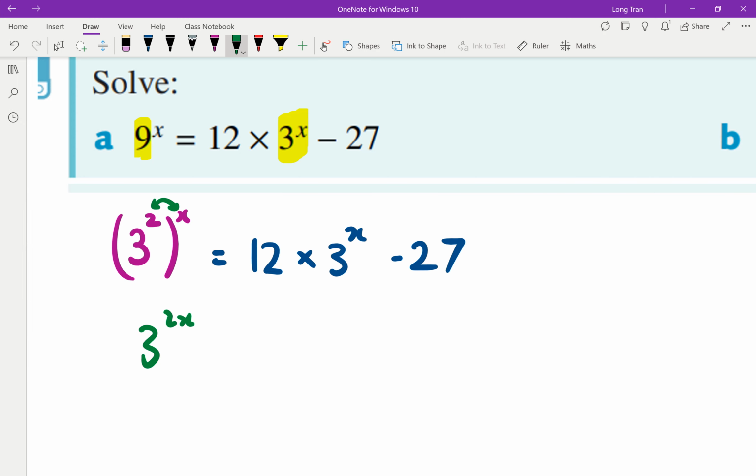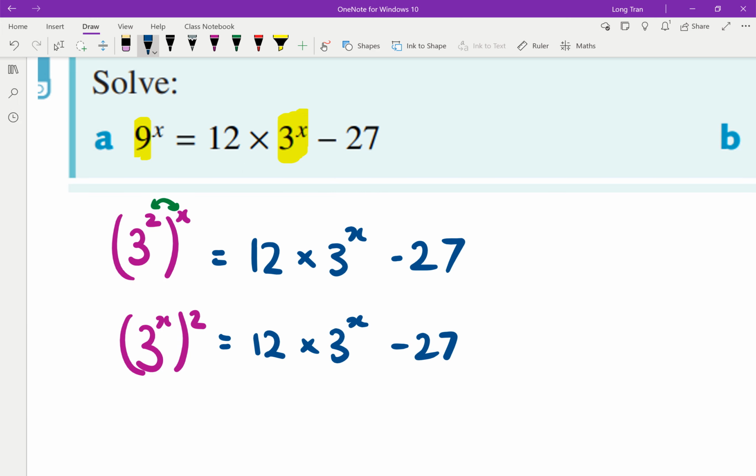But what you can also do is, since it's multiplying, you know that 2 times x or x times 2 should still be the same. So another way of writing this is 3 to the power of x, all squared. True? Have a think about it. Because if I did x times 2 or 2 times x, the power's still the same, isn't it? Now the reason why I want to write it like this is because notice that I have 3 to the power of x over here as well. This is 3 to the power of x, and this is 3 to the power of x.